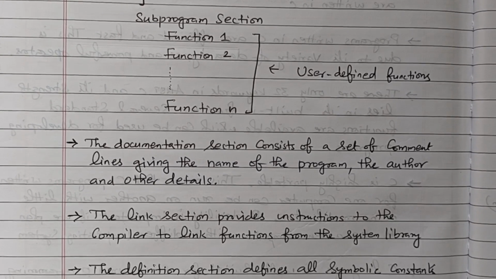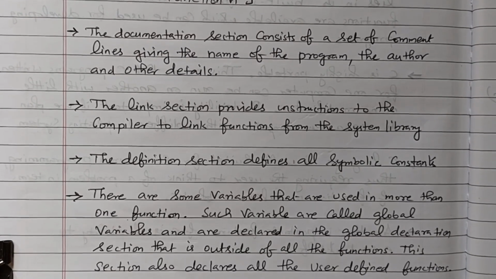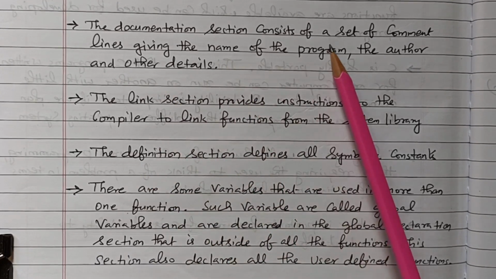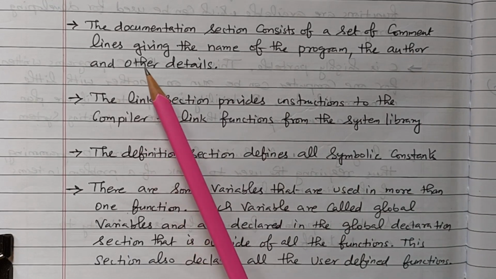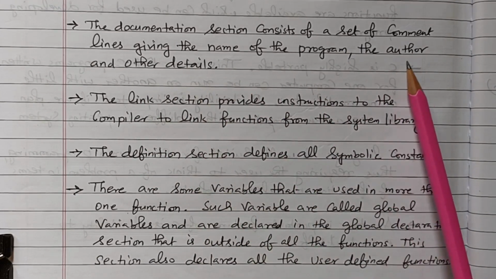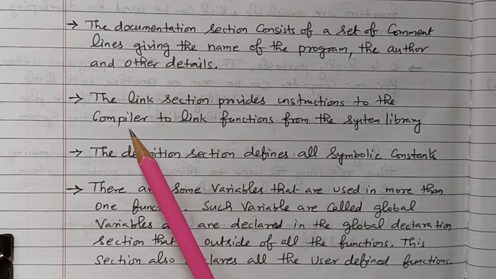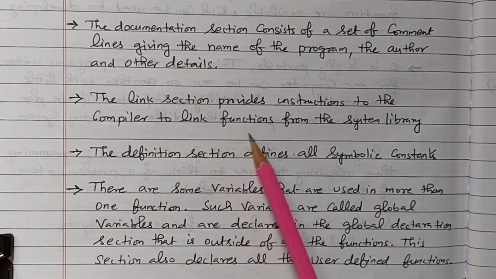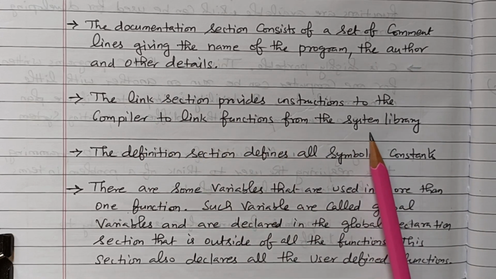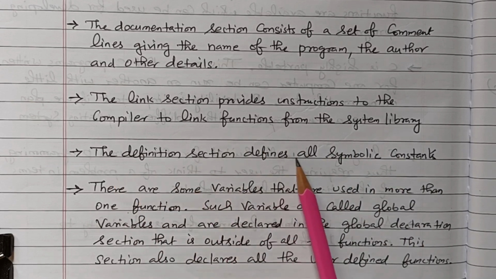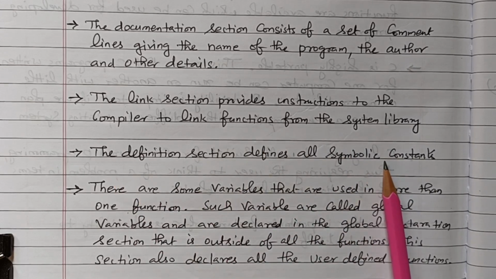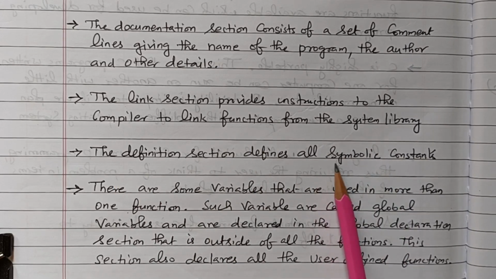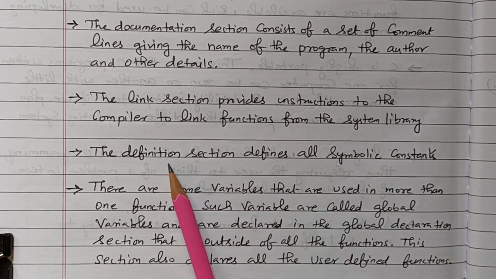We'll go to the description section. What we discussed is given in the sentences. The documentation section consists of a set of comment lines giving the name of the program, the author name and other details. The link section provides instruction to the compiler to link functions from the system library, that is, header files. The definition section defines all symbolic constants, that is, the pi value or number of students, like that. These are the constants we can declare in the definition section.